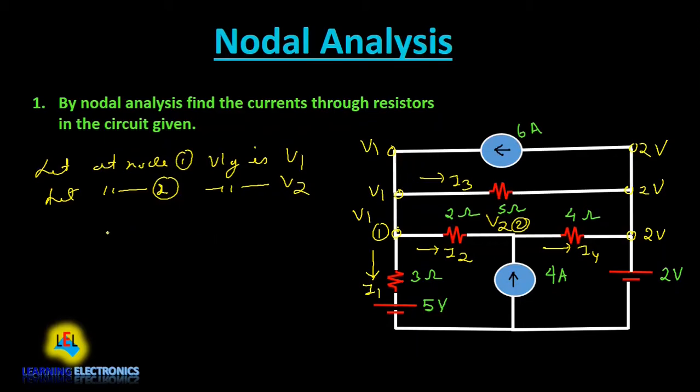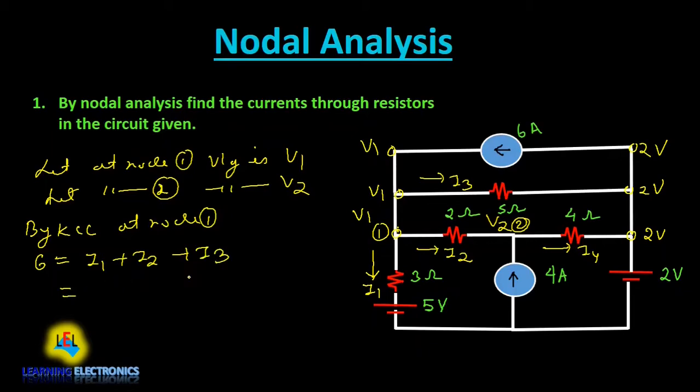Okay, now we apply KCL. First we apply KCL at node 1. We have already studied KCL in the last classes. According to KCL, the sum of incoming currents is equal to the sum of outgoing currents. Let us see what is the incoming current here. Only 6 ampere is coming, which is equal to the outgoing currents, that is I1 plus I2 plus I3.